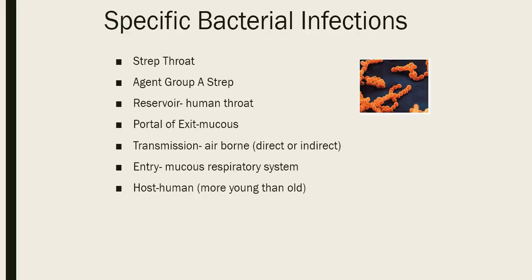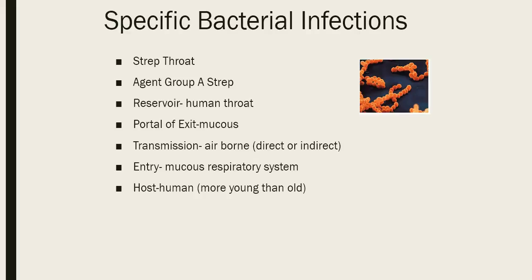So we're going to look at 2 different bacterial infections and try to apply everything from the other 2 slideshows to a disease so you can see how everything connects. The first disease to look at is strep throat, and the agent is group A strep. The reservoir is the human throat. It exits through mucus. It's transmitted through airborne, indirect, or direct.